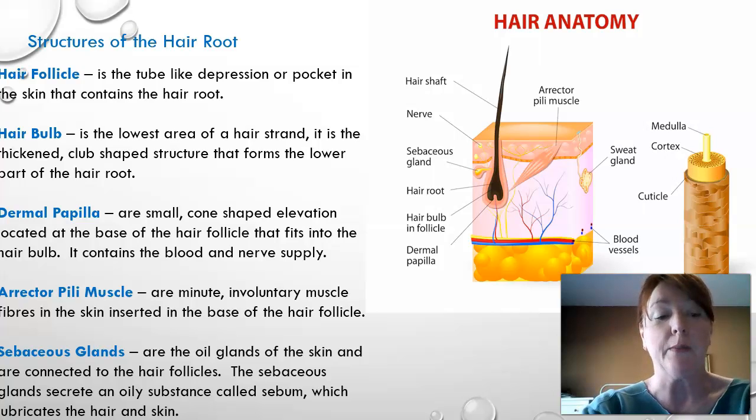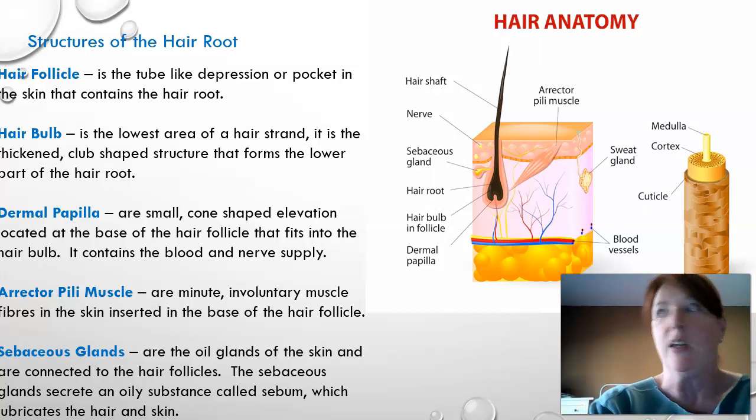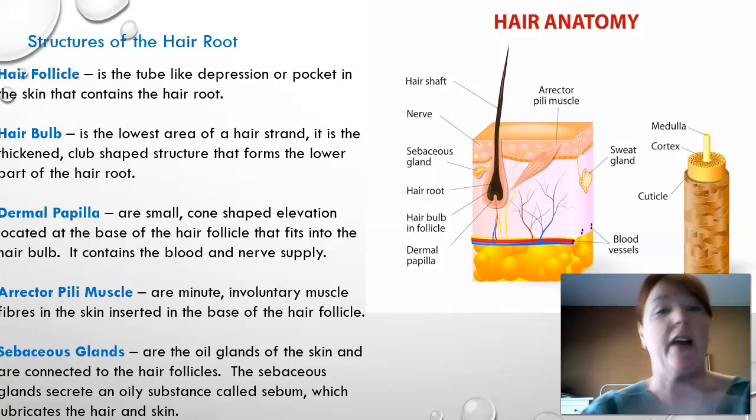The erector pili muscle are minute involuntary muscle fibers in the skin inserted at the base of the hair follicle, and sebaceous glands are the oil glands of the skin and are connected to the hair follicles. The sebaceous glands secrete an oily substance called sebum, which lubricates the hair and the skin. Basically what makes your hair and your skin become oily.